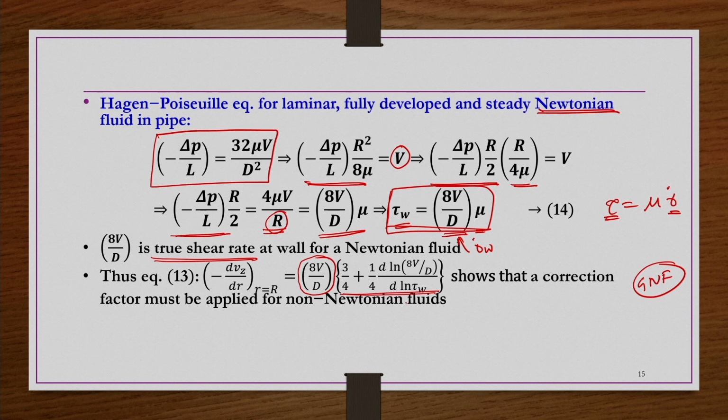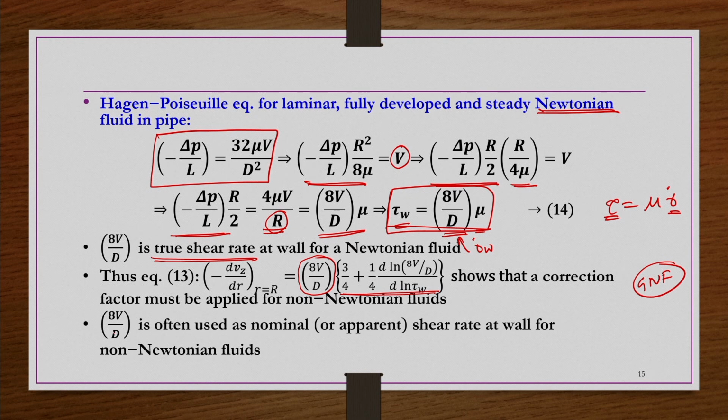If this correction, whatever is available within this parenthesis, 3/4 plus 1/4 d ln(8V/D) divided by d ln tau w, is close to 1 or equal to 1, directly we can say this unknown fluid is a Newtonian fluid. If it is not equal to 1, then we cannot say that the material is a Newtonian fluid. So, that means for time independent non-Newtonian fluids, this 8V/D is often regarded as the apparent shear rate or nominal shear rate. Okay. So, we have to make this correction.